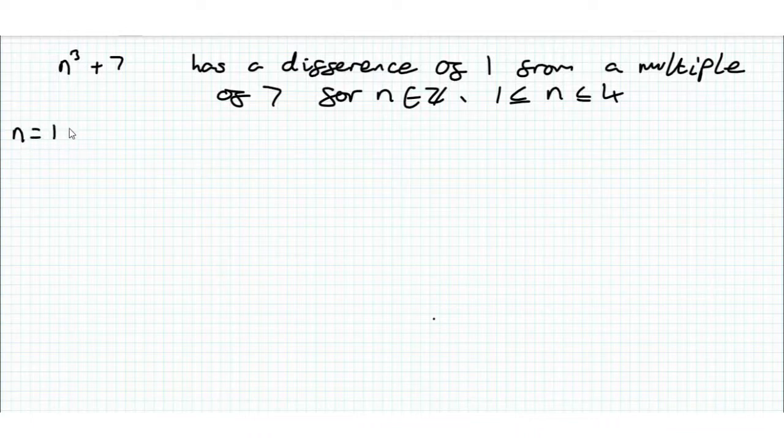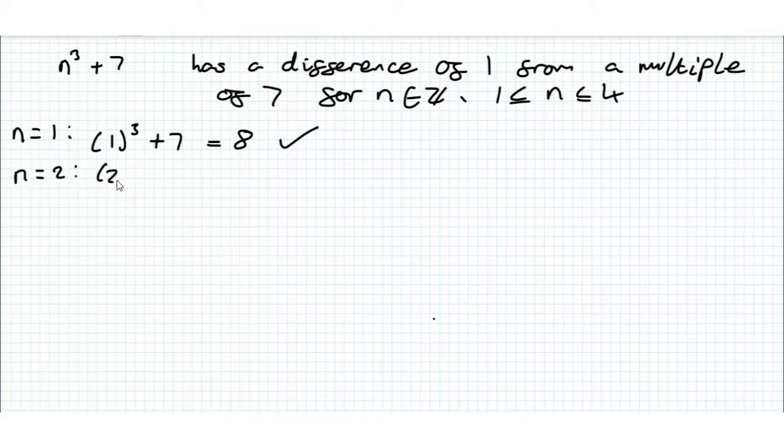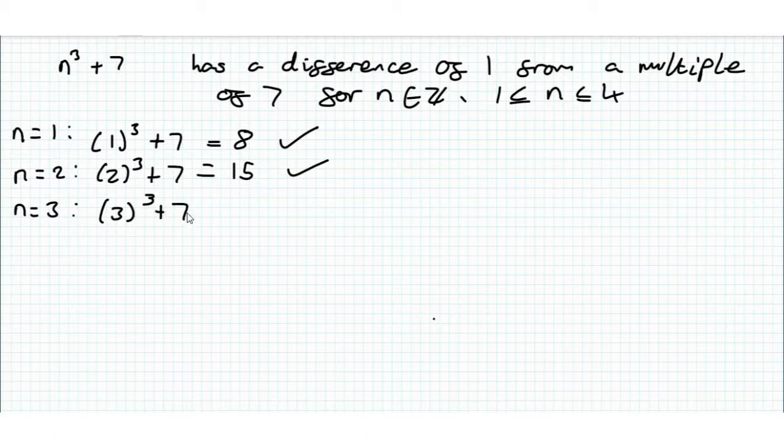So when n is equal to 1, our expression is 1 cubed plus 7, and that's equal to 8, which is 1 more than a multiple of 7. When n is equal to 2, our expression is 2 cubed plus 7, that's equal to 15, which is 1 more than 14, a multiple of 7. When n is equal to 3, we get 3 cubed plus 7, it's equal to 34, that's 1 less than a multiple of 7, 35.